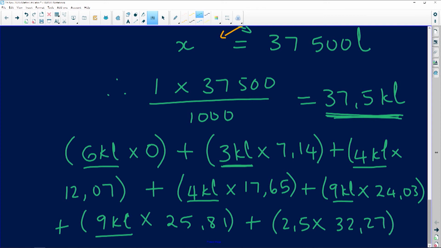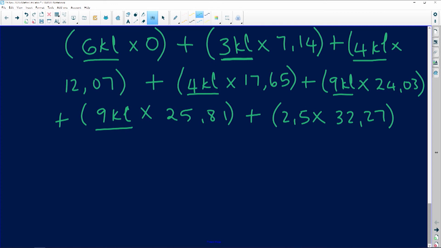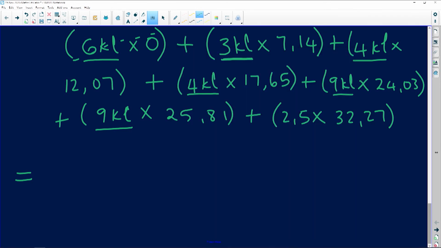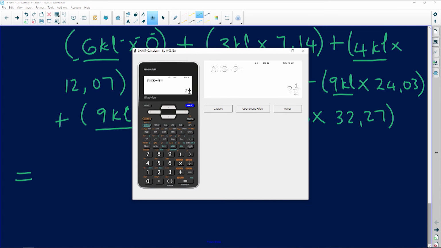Okay. Now the big part is just me putting it all into my calculator. I know that this already is going to be 0, so I'm not going to add it. But I'm going to start adding with the second bracket, which is my board mass. So that's 3 times 7.14. That's 21.42.